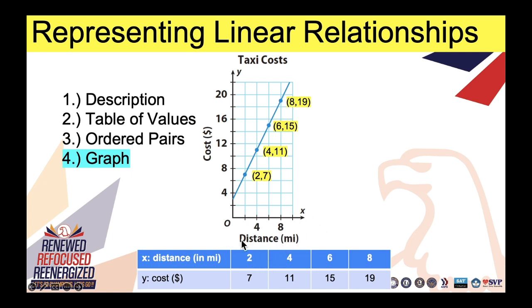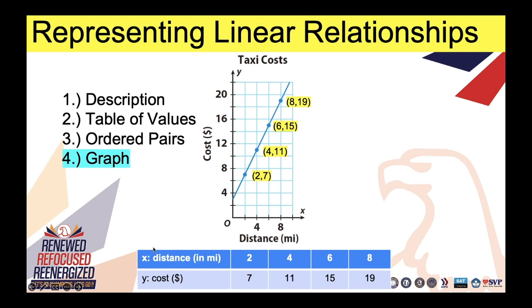The x value is the distance in miles. The y values are the cost in dollars. So we can create a table of values already. In x, the independent variable is the distance in miles; y, the cost in dollars. So we have 2, 7, every 2 miles, that's $7. 4, 11, 6, 15, 8, 19.